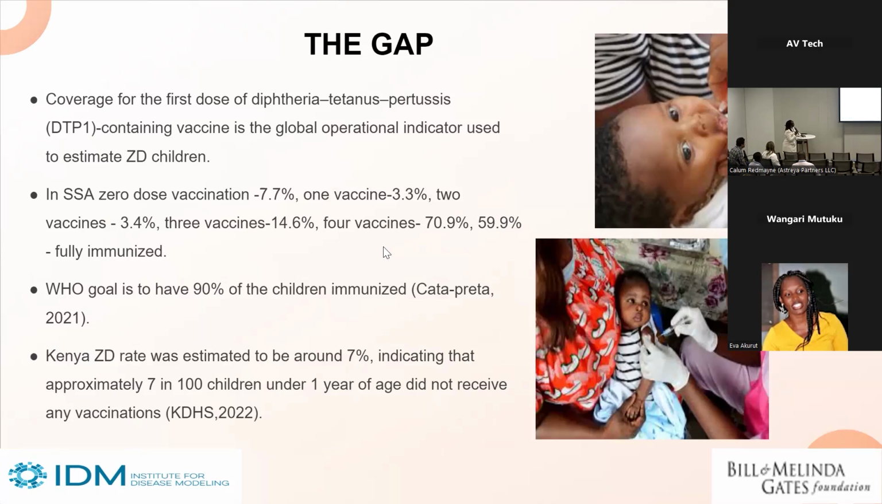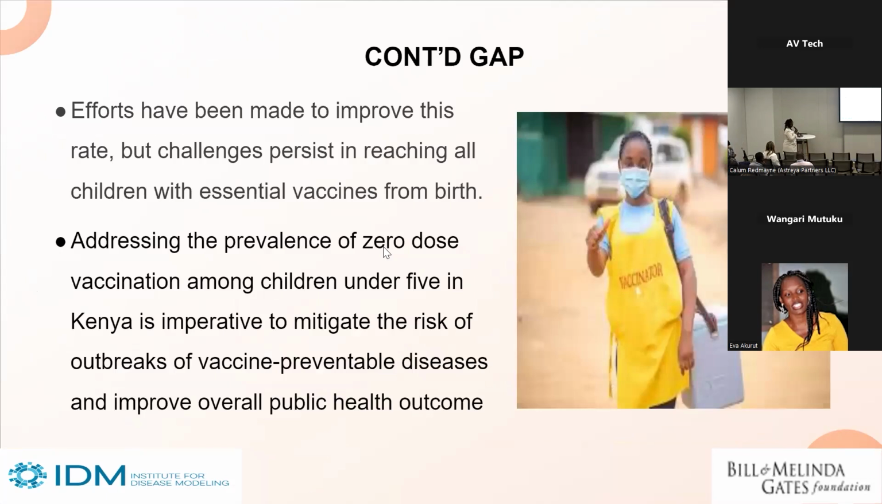Why the gap on zero dose? I think it's important for us to note that vaccination is one of the major interventions that really works. For Kenya, currently zero dose is estimated at around 7%, indicating that at least 7 in 100 children under 1 year of age did not receive any vaccination.